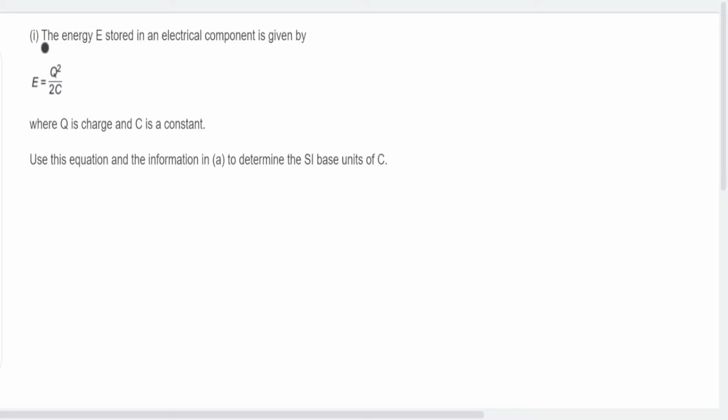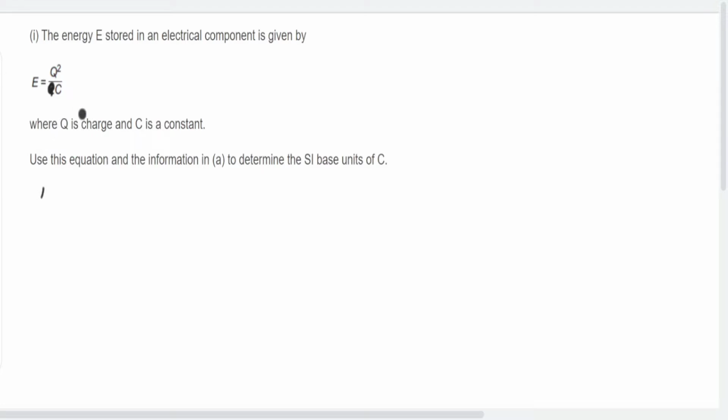Let's solve this question. The energy E stored in an electrical component is given by E equals Q squared over 2C, where Q is charge and C is a constant. Use this equation and the information in A to determine the SI base unit of C. They've said that C is a constant, but they never said that C is a constant with no units. So we can't ignore C because C has some unit to it. It has a unit that we need to find. But I'm going to ignore the 2 because it's a number. Any number will be ignored when we're solving homogeneity questions.